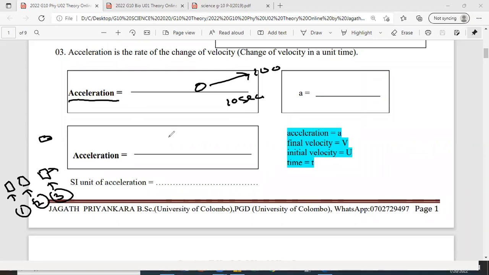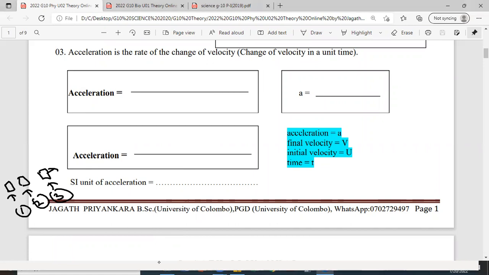But if it is uniform velocity, that means no acceleration. The velocity doesn't change. Acceleration means increasing of the velocity. What is acceleration? Increasing of the velocity. The opposite of this is deceleration, decreasing of the velocity. If there is no change in the velocity, that means no acceleration. But again, I'll repeat: what are the three things?